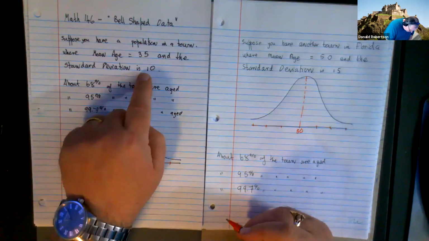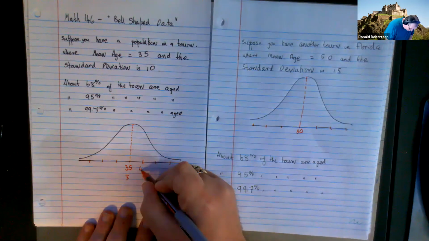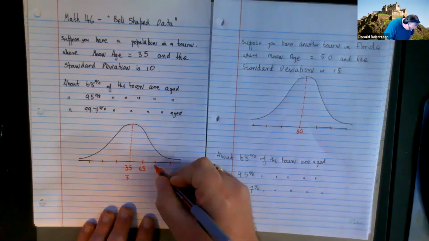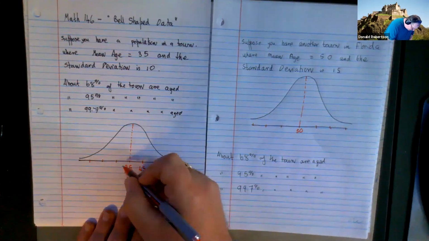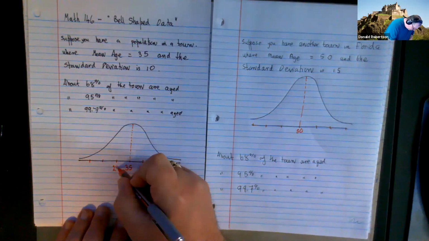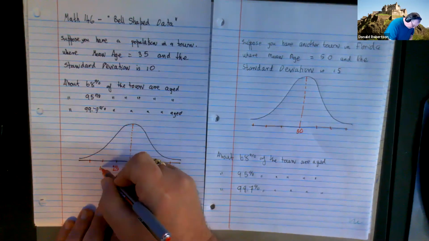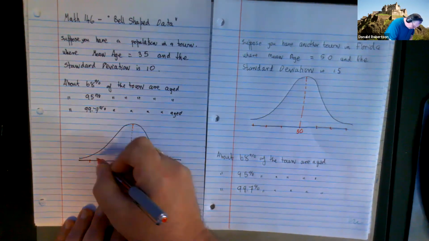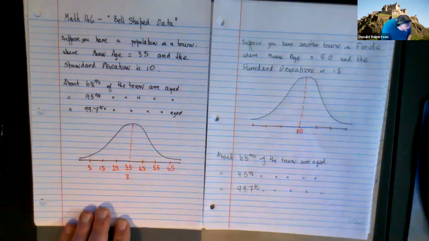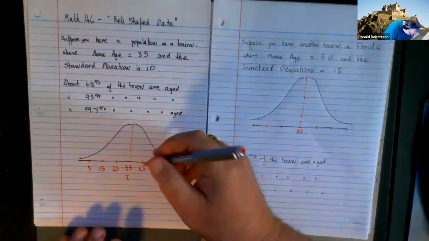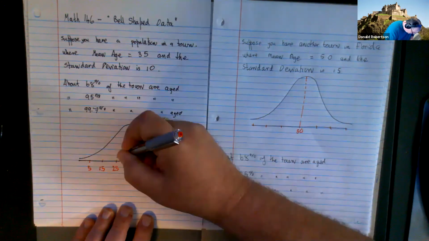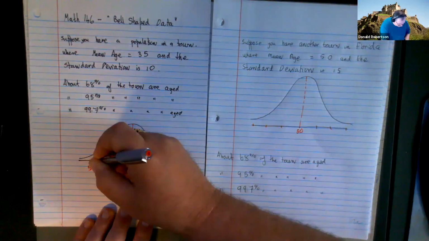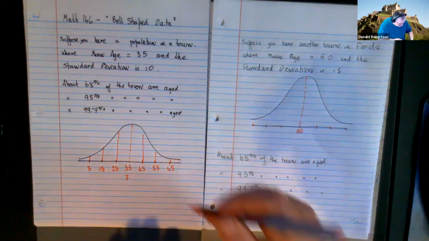Now, since the standard deviation is 10, this one is 45, this one is 55, and this one would be 65. Take 10 away and you get to 25. Take a standard deviation of 10 away, you get that. And take another standard deviation of 10 and you get that. And then if you add some little lines like this, hopefully you can remember this picture.